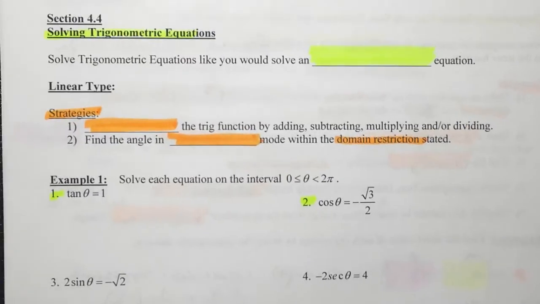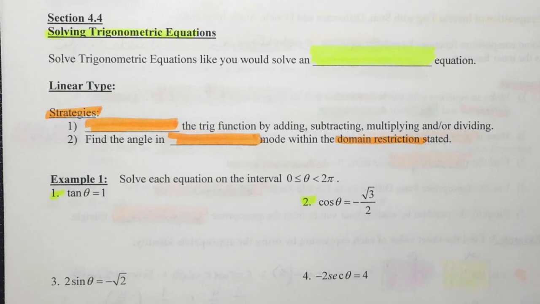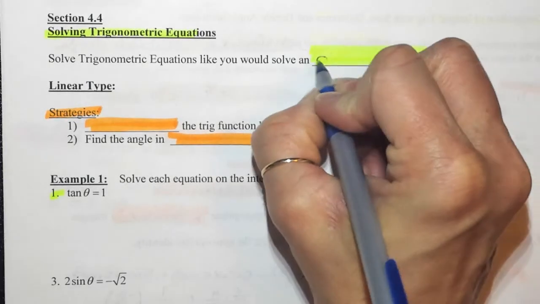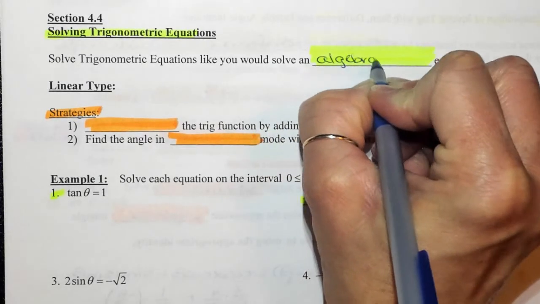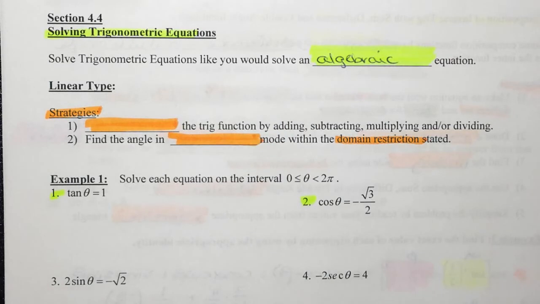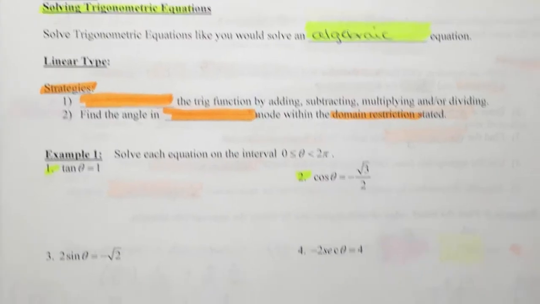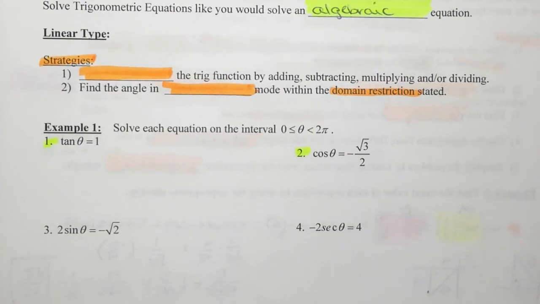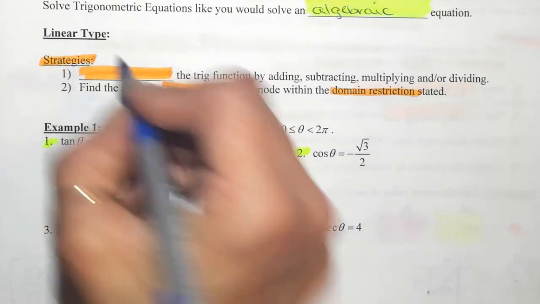In section 4.4, we're going to solve trig equations, and the way we're going to do this is think about these as algebraic equations. So we need to go back to algebra and think about how these are going to work. We have a couple different types. The first type is linear, and this is actually the easiest.